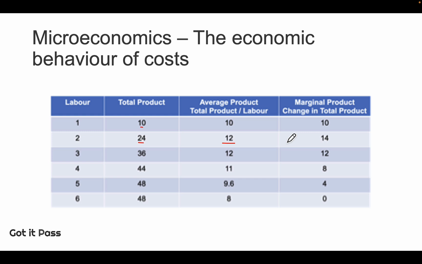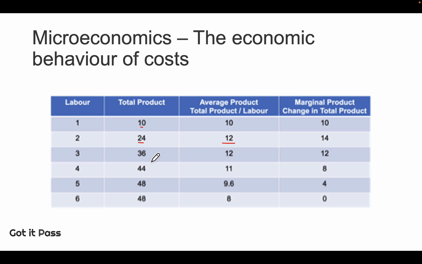The total product for 2 labors is 24, and for only 1 labor is 10. So the difference between 2 labors and 1 labor is 14. So the second labor has the incremental volume increased by 14 units.